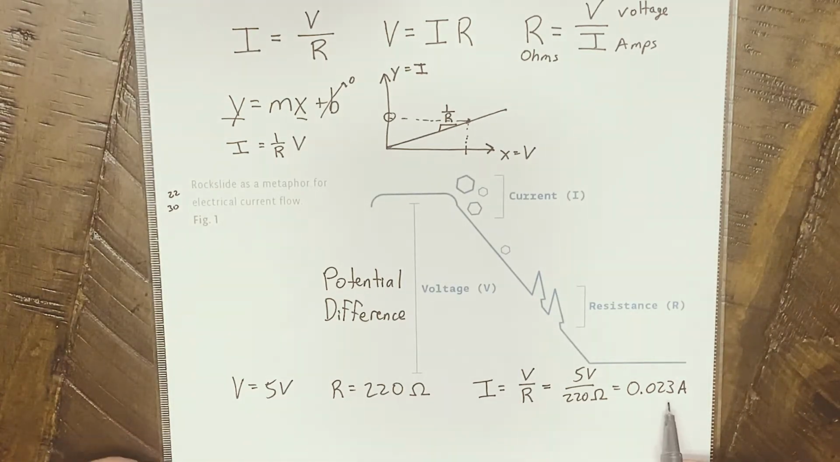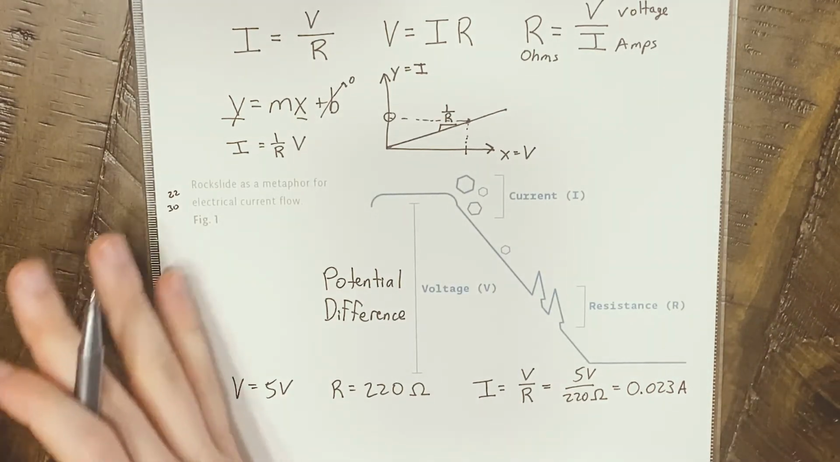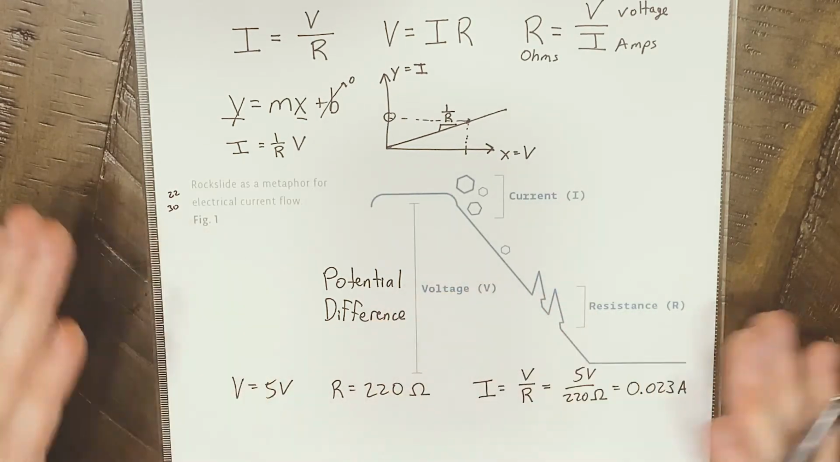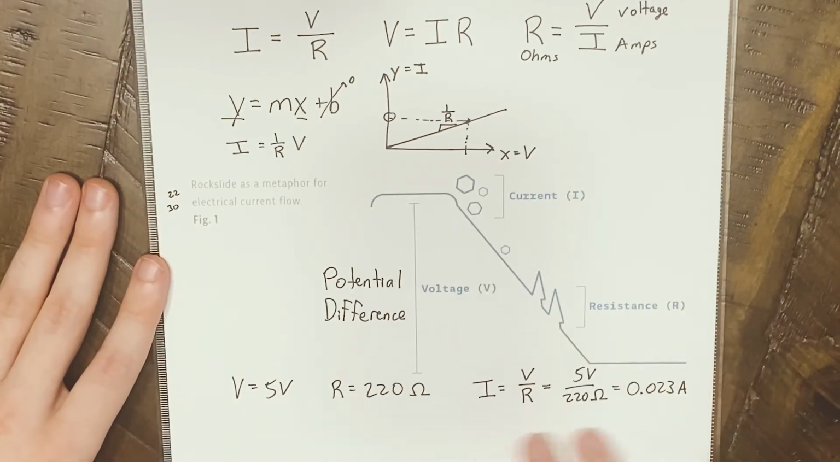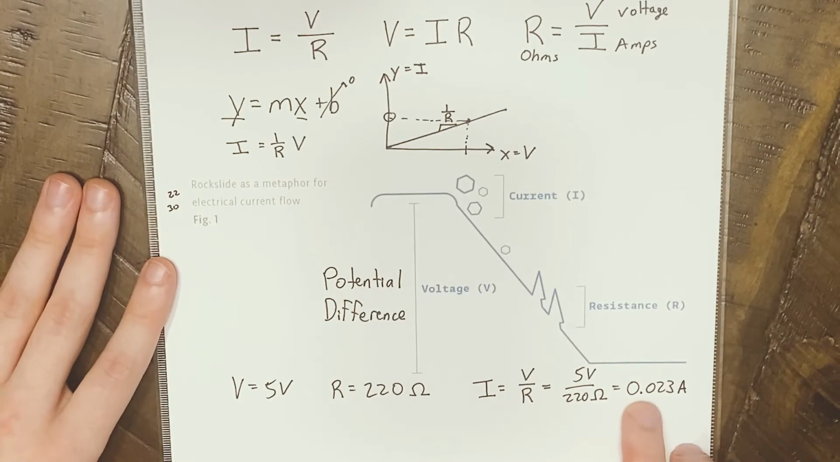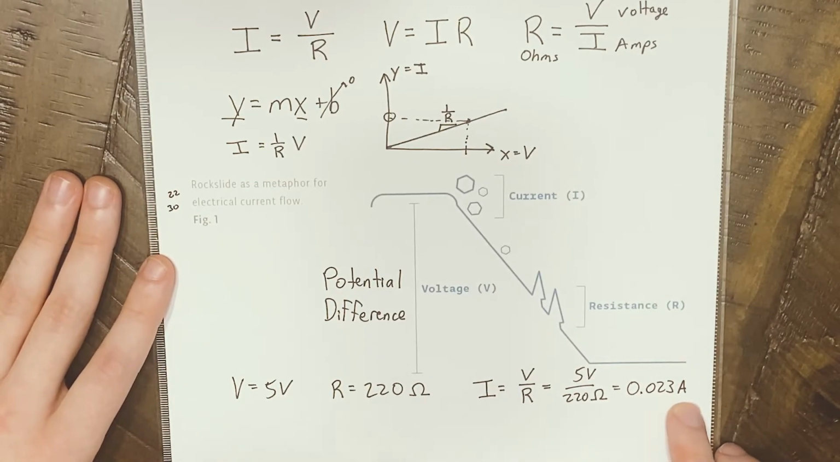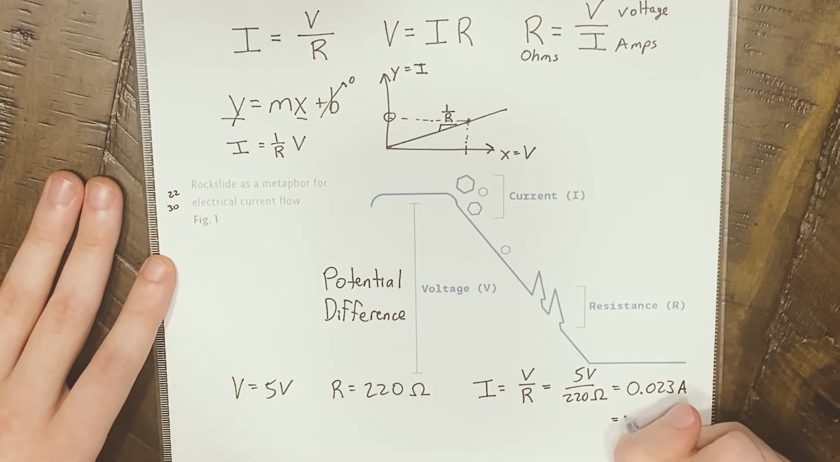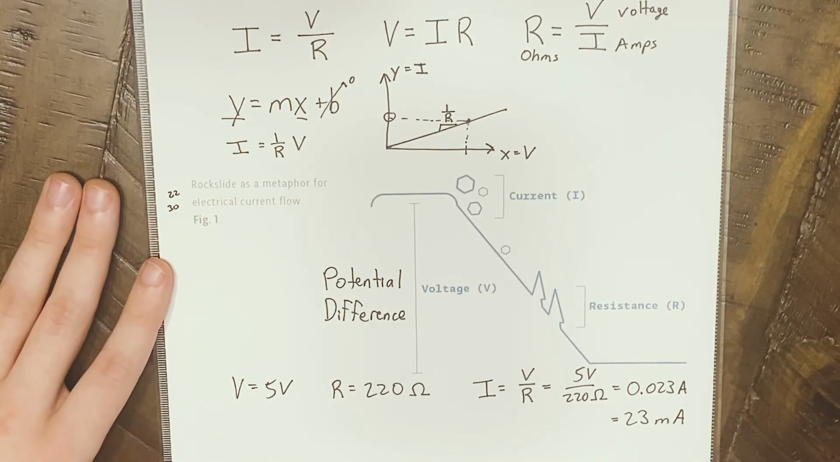There is another term for this. If you've watched my resistor codes video, you'll know that we follow the metric prefixes for a lot of these units. So 0.023 amps is 23 thousandths of an amp, and a thousandth in metric is milli, M-I-L-L-I. So this can also be written as 23 milliamps, just like that. So that's how much current is going through the resistor.